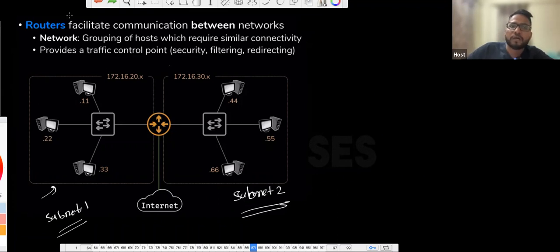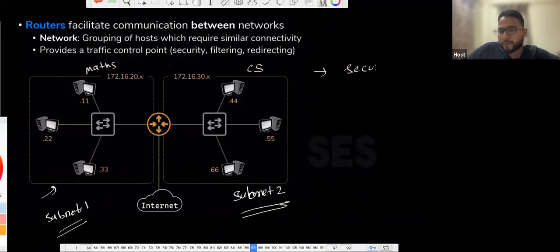Let's first see the router. It facilitates the communication between the networks. Suppose that you put a router, then it automatically becomes one network, and another network. A network is a grouping of hosts which requires similar connectivity. It is up to you why you are dividing. Maybe you want to have different departments in one university, a maths department and a CS department, and you want to have them in different networks.